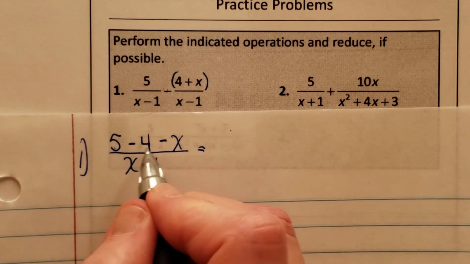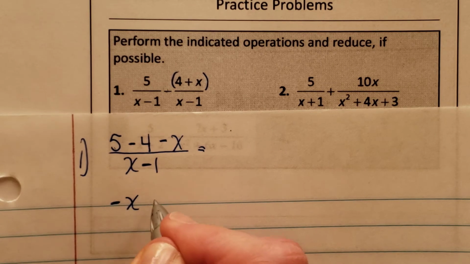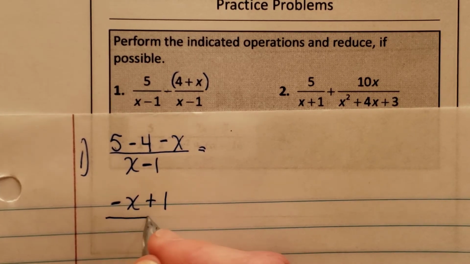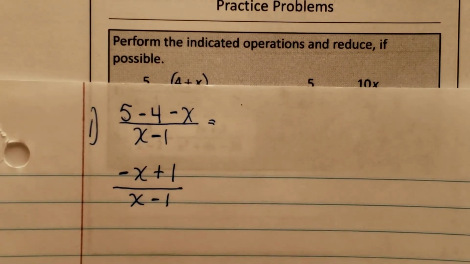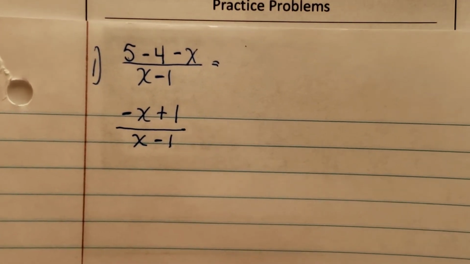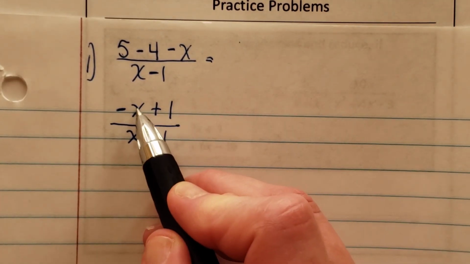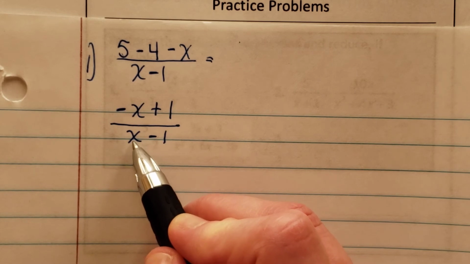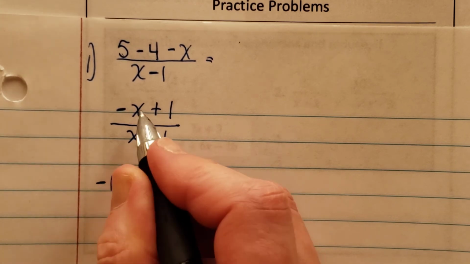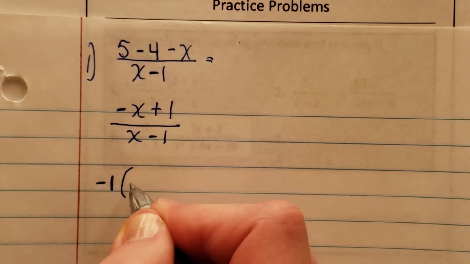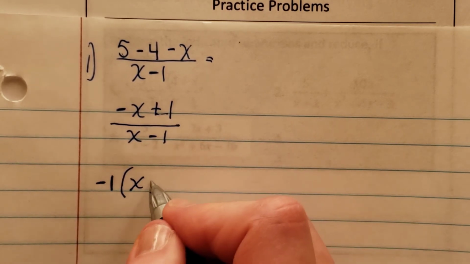All right, so what is 5 minus 4? 1. I'm going to write my x first. So negative x plus 1 over x minus 1. So I'm wondering if I could make those equivalent. They're almost matching except for the signs, right? So how would I make negative x positive x? Well, what if I pulled out a negative 1? Negative x divided by negative 1 is positive x. And positive x divided by negative 1 is negative 1.